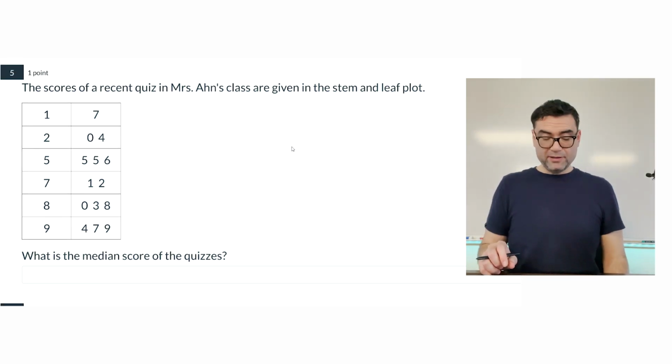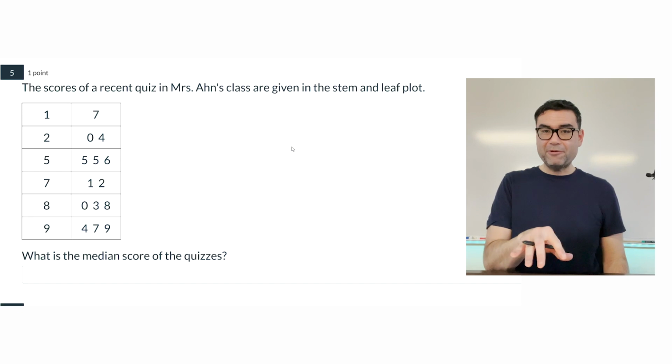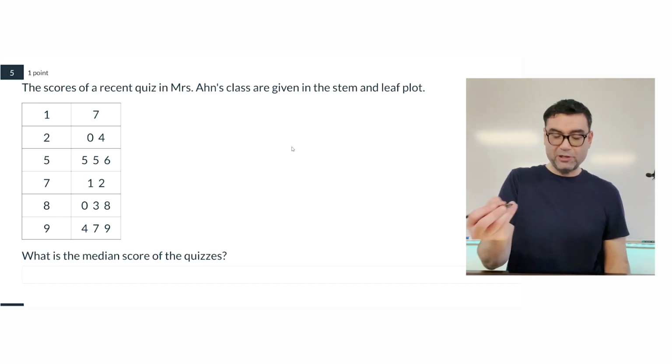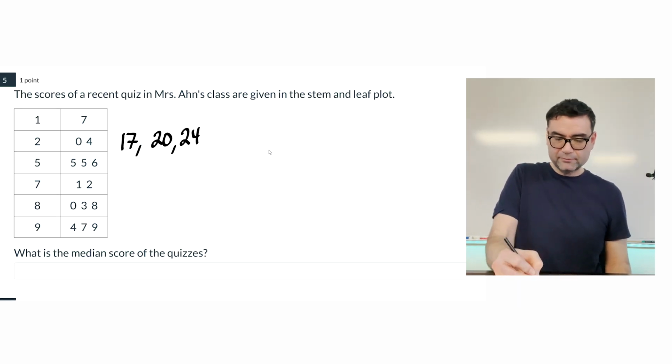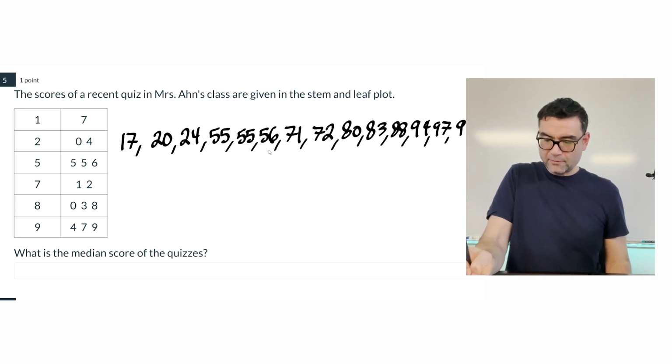Okay, what is the median score? So this question is a little annoying because we have our stem and leaf plot, which organizes the data for us. But now we're just going to go ahead and write it all out. And this is just for clarity. I mean, you might not need to do this, but it might be useful to someone out there. So I'm going to go ahead and just write out all the data. Okay, there's all the data.